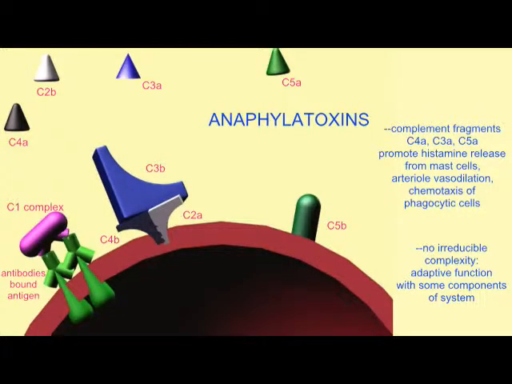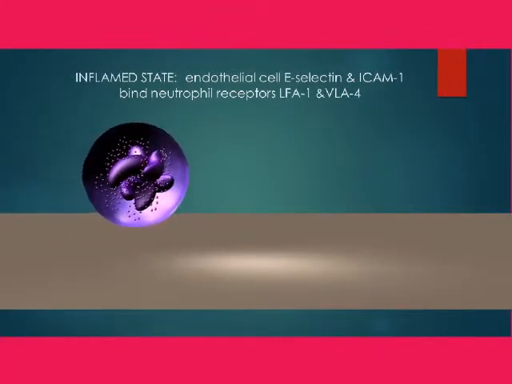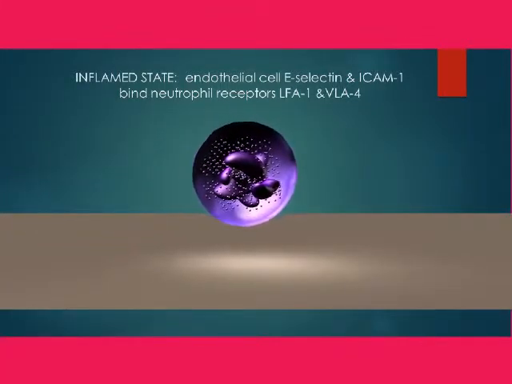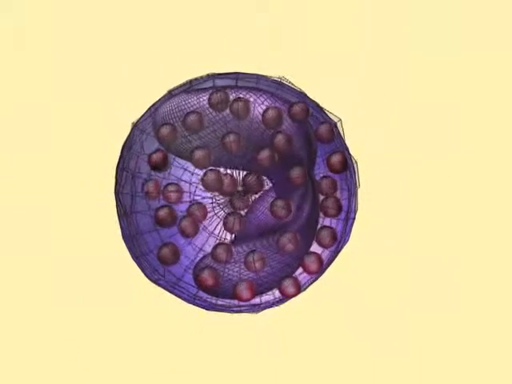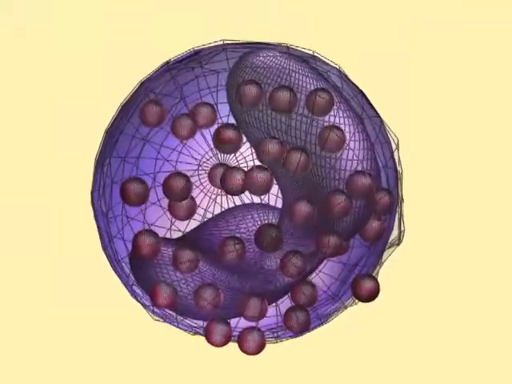Note that there is no irreducible complexity here. Irreducible complexity argues that there would be no adaptive function if an organism possessed some but not all of the components of a complex system.